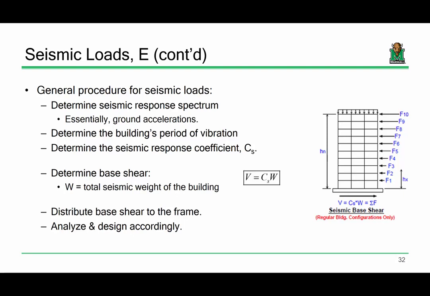We take the C sub S times the weight, and that tells us the total force, the total seismic force. We call that the seismic base shear because the force is going like this. Then we take that force and distribute it to each floor, and then it's a lot like wind analysis, kind of sort of the same way you would take that wind pressure and distribute it to each floor. Well, it's kind of the same way here. And so you would just analyze and design the structure accordingly.